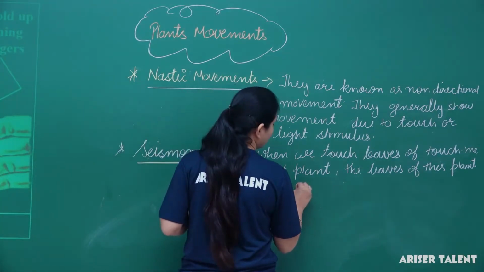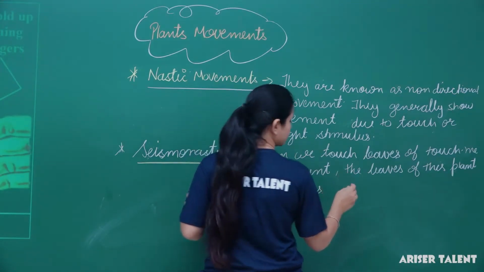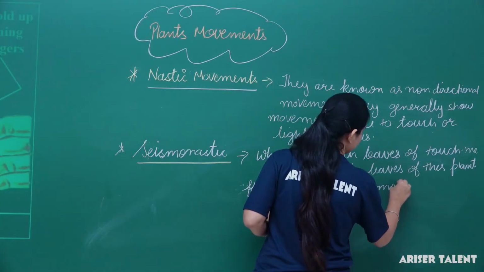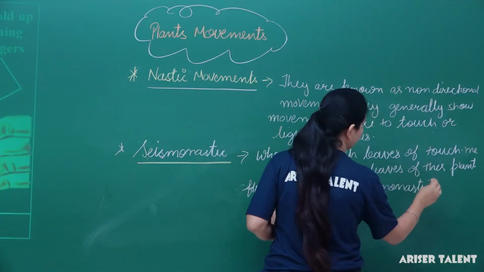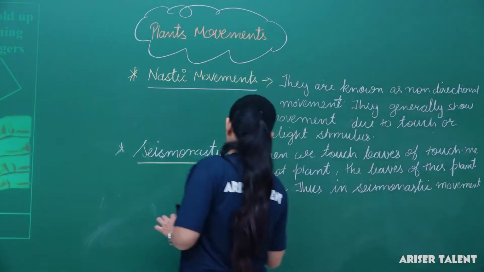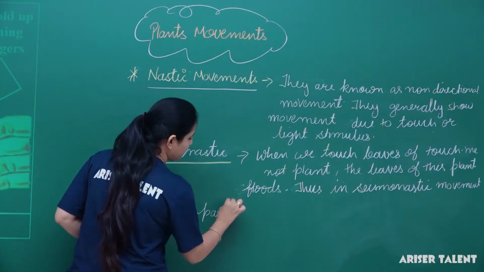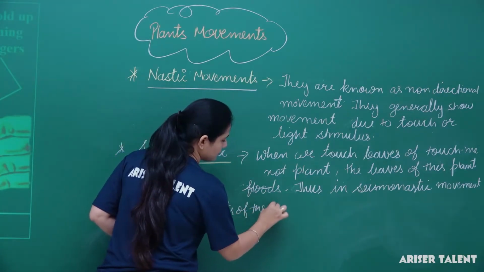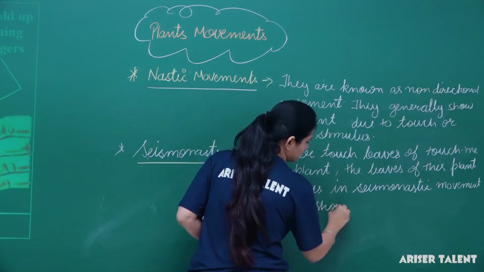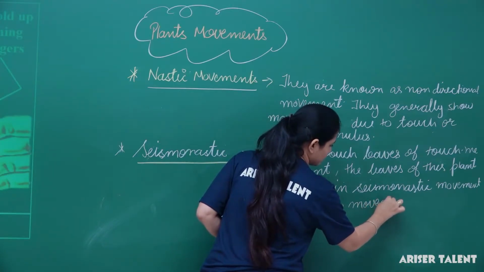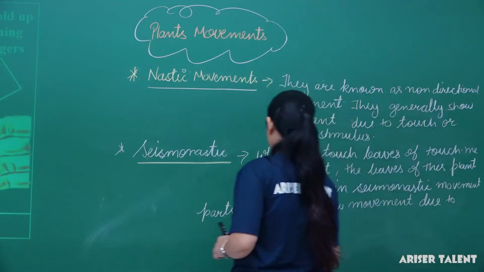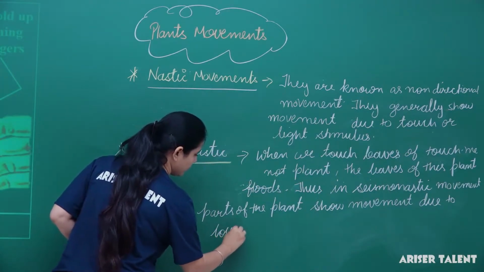Thus we can say that in seismonastic movement, the plant or a part of the plant shows movement due to touch.